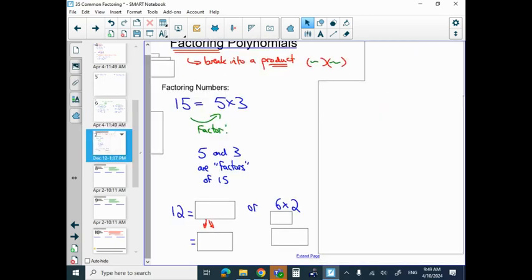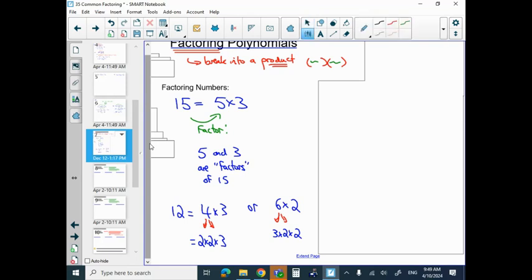Down here, I talked about possibly more than one factor. So you could do 4 times 3 or 6 times 2. If you keep going, it seems like they're 2 different answers, but they're not really, because each one of these can keep going. The 4 can go into 2 times 2. The 6 can go into 3 times 2. So either way, we have 2s and a 3. So this is fully factored.